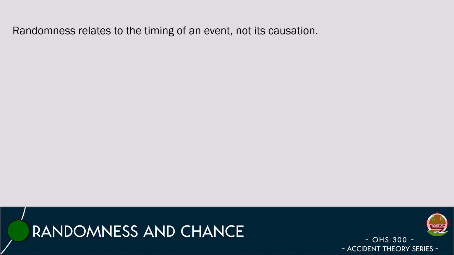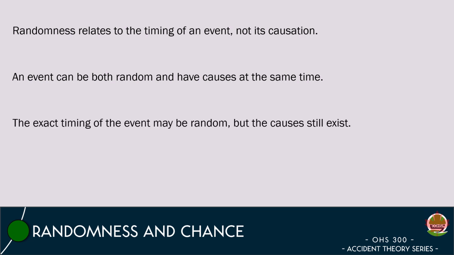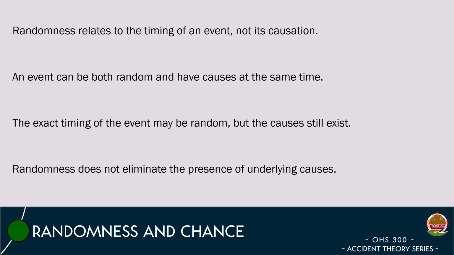Randomness relates to the timing of an event, not its causation. Phrases like "accidents don't happen, they are caused" are commonly used in safety programs. The idea behind such slogans is that if something has a cause, it is not truly an accident. However, an event can be both random and have causes at the same time. While the exact timing of the event may be random, the causes, such as physical conditions or human behaviors, are factors that increase the likelihood of the incident happening. In other words, randomness does not eliminate the presence of underlying causes.